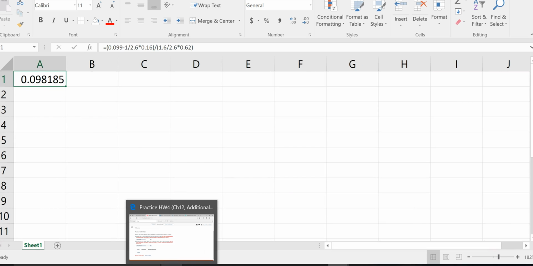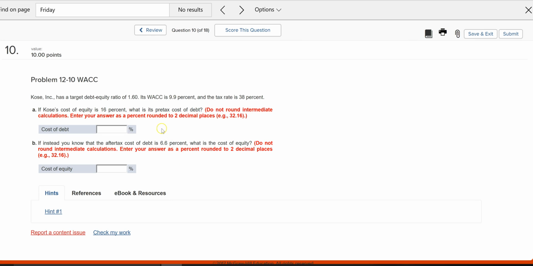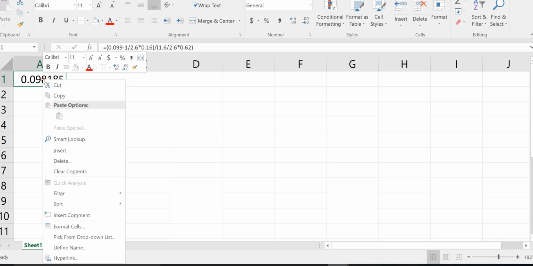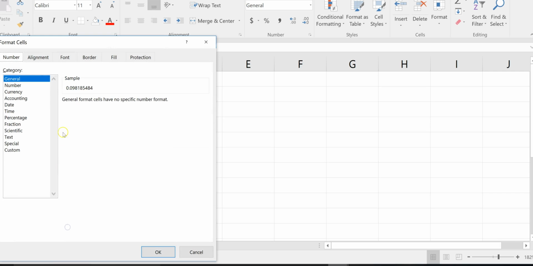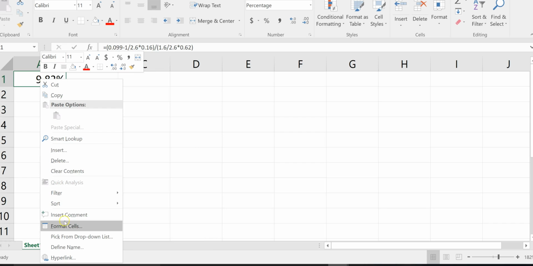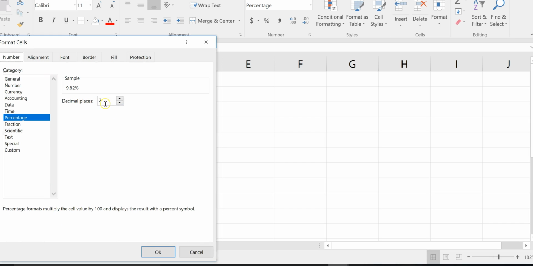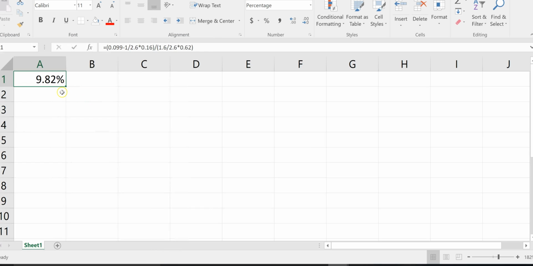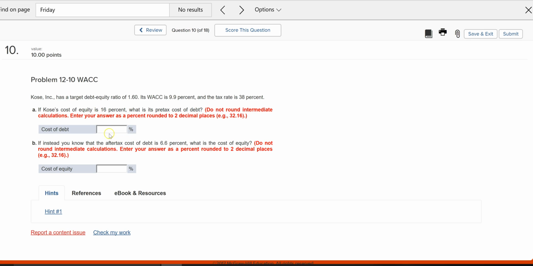0.098185. So then let me check the rounding requirement. Enter your answer as a percent rounded to 2 decimal places. So I can change the Excel format to be consistent with that requirement. So it's going to be a percentage term, and then it's going to round to 2 decimal places. So that's going to be my final answer, 9.82. So that's the first part of this question.